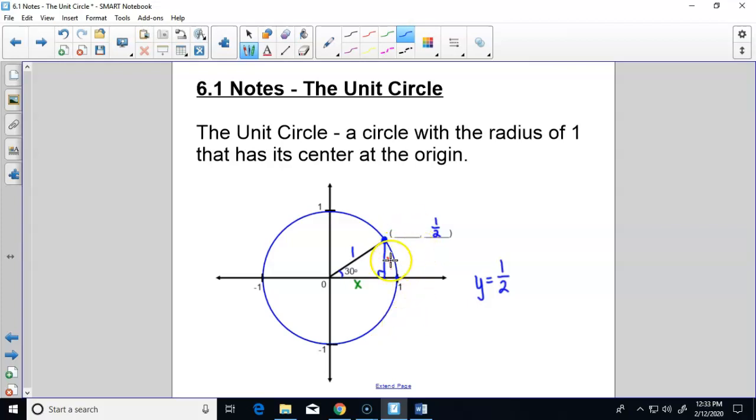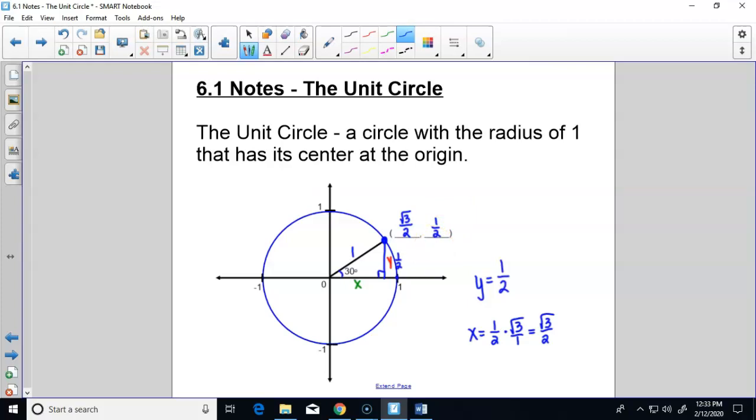Now that I know this side right here is 1/2, what would I have to do to get X? I would multiply it by the square root of 3. So X would equal 1/2 times the square root of 3. If I want, I could put this over 1, and that would give me square root of 3 over 2. So the X coordinate right here is square root of 3 over 2. So the coordinates of this point are (square root of 3 over 2, 1/2).